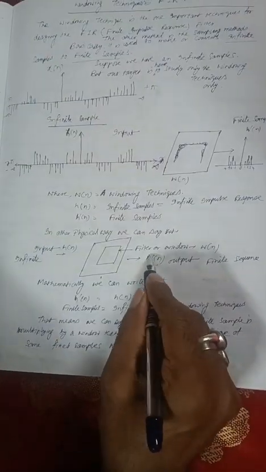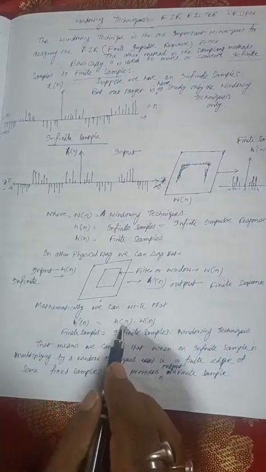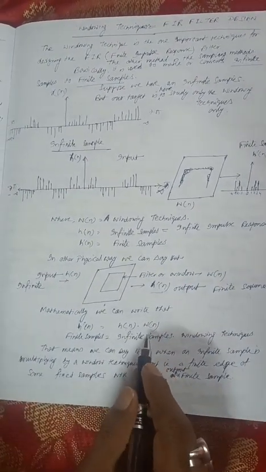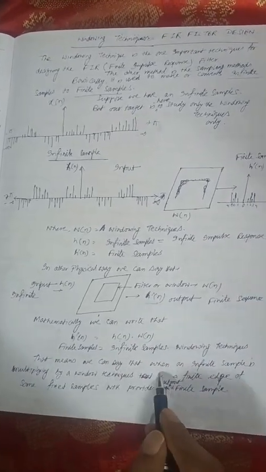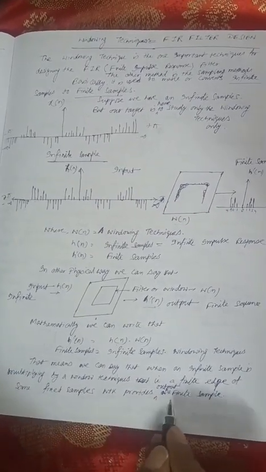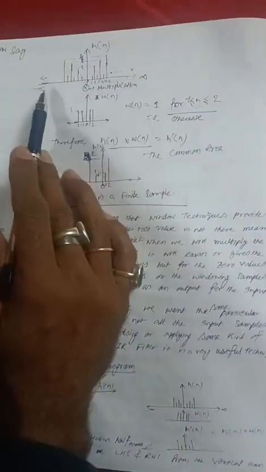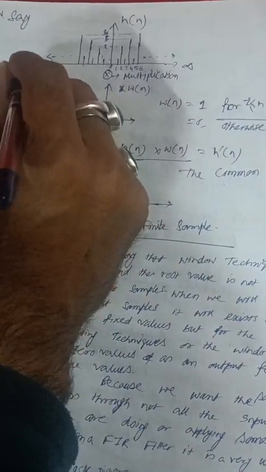So mathematically we can write h'(n), this is my output, the finite sequence, equals h(n), the infinite impulse response or infinite samples, multiplied by w(n). What is w(n)? w(n) is the windowing technique. That means when an infinite sample is multiplied by a window technique, a finite set of some fixed samples is provided as the output, a finite sample. Now say, we have taken one h(n) infinite sequence, maybe from minus pi to plus pi, or minus infinity to plus infinity.